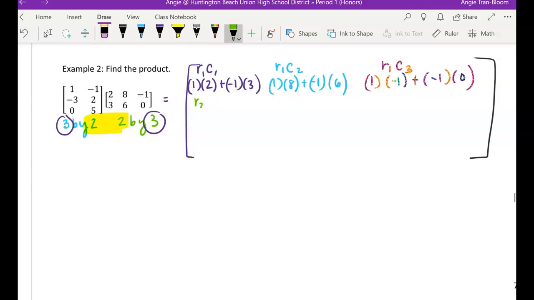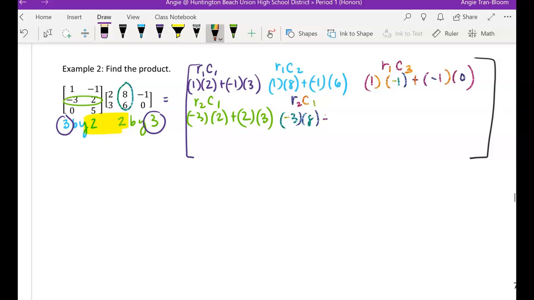Next, I want to do row 2, column 1. So row 2 is negative 3 times 2 plus negative 1. Row 2, I'm sorry, that means I need to do row 2 is this guy. That means it's 2 times column 1 times 3. Okay? It's easy to make mistakes if there are so many numbers, right? Then the next one I want to do is row 2, column 2. So again, this is column 2. So we're going to do negative 3 times 8 plus 2 times 6.